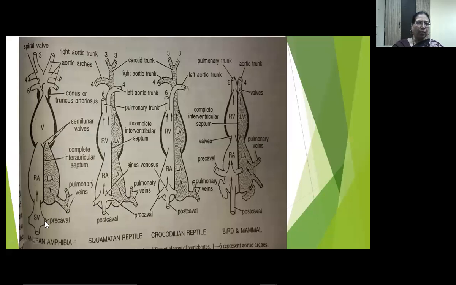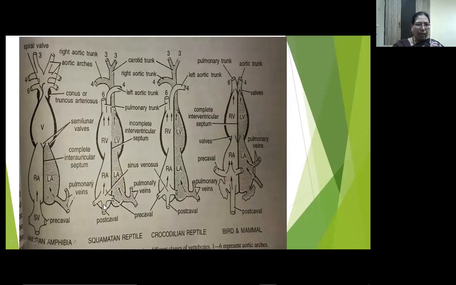So now the comparison of the heart. Last time we discussed the frog, where the sinus venosus opens into the right auricle. Pulmonary circulation opens into the left auricle. In between these two auricles, there is an interauricular septum. In the ventricle, there is no septum. The ventricle is muscular and opens into the conus arteriosus, and this conus is divided by a spiral valve.